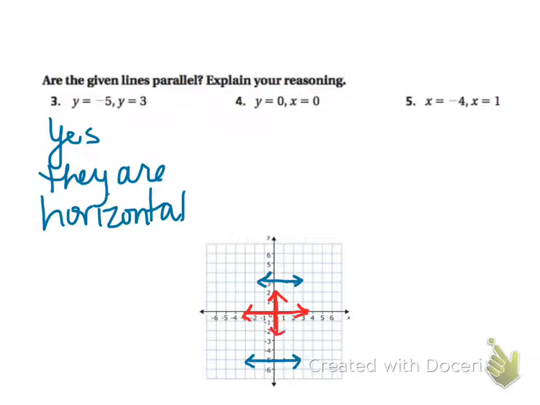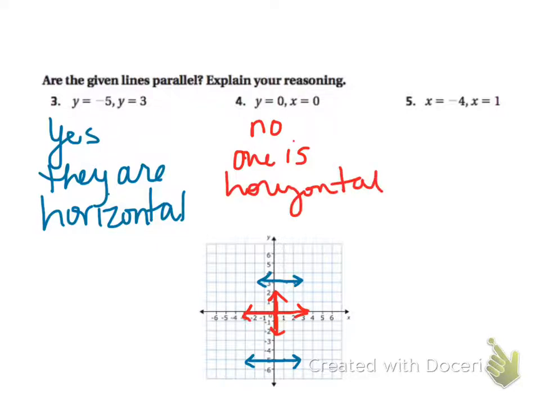Are the red lines horizontal? The answer is no. I think the question is, are they parallel? No, one is horizontal and one is vertical, so they cross. Okay, now moving on to question 5.